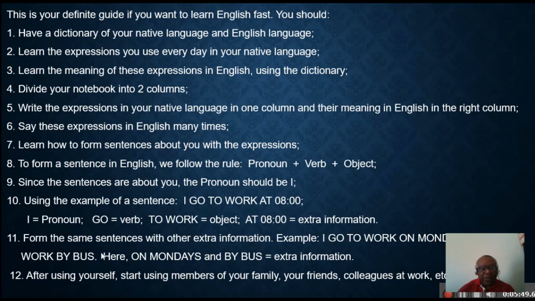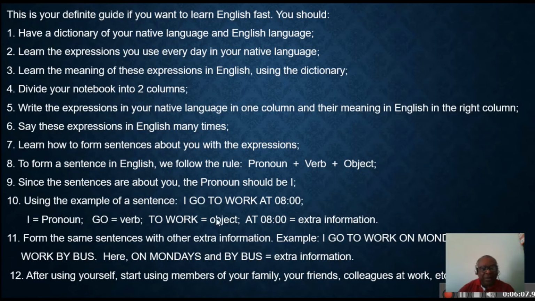Now, I go to work by bus. The same thing, I go to work. Then by bus is extra information. That is how I go to work. So these are what we call extra information, on Mondays or by bus.